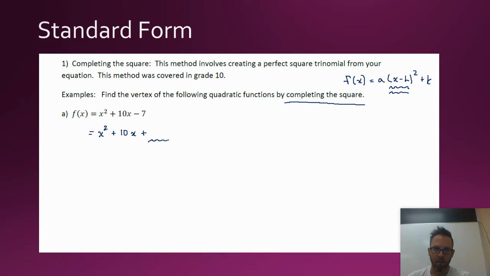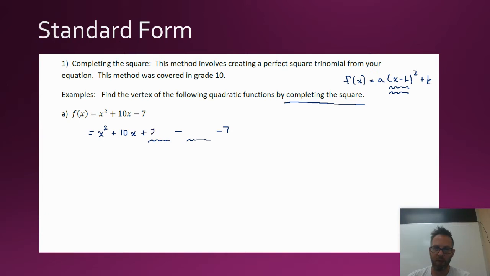Now, we can't just add a number because it's going to change the equation, right? So we'll also subtract off that same number, and we have a minus 7. By adding and subtracting the same number, we don't change the equation at all. Now, what will give us a perfect square? Just think about what number plus itself gives you 10. That's 5, right? And what's 5 squared? Well, it's 25.